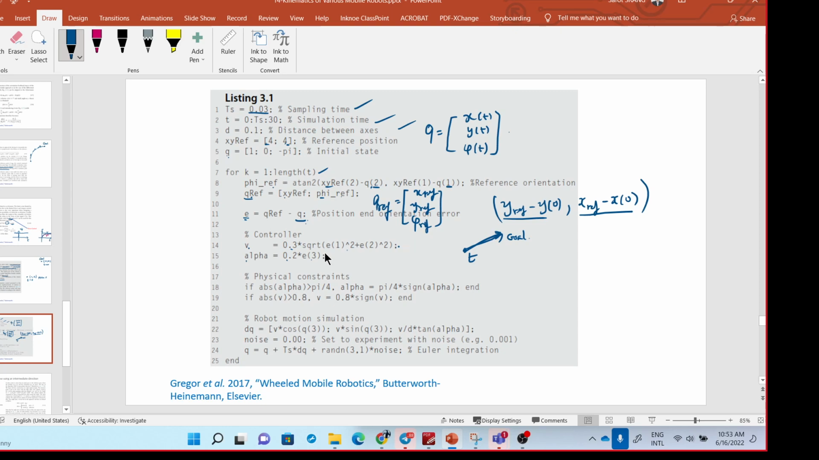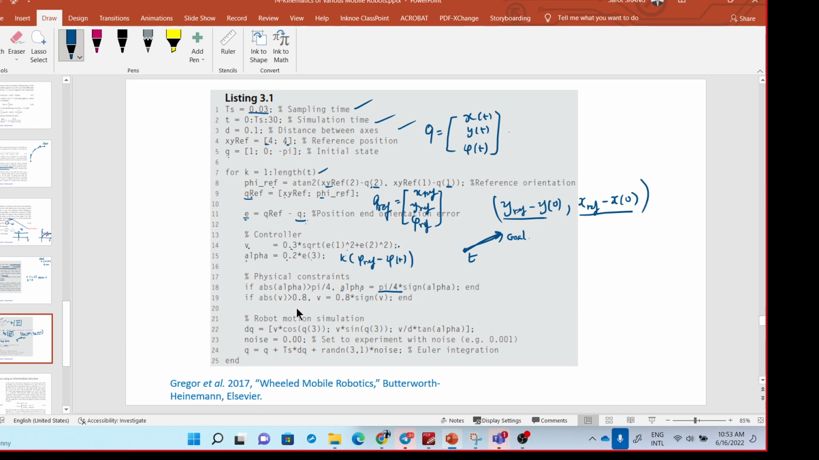And then this one is k times phi ref minus phi t. So k is 0.2 for this one, and k is 0.3 for this one. And then the physical constraint: we limit the angle alpha. We cannot steer alpha as much as possible, right? Alpha must be at maximum 45 degree. So if absolute alpha is greater than pi over 4, then alpha is just pi over 4 times its sign.